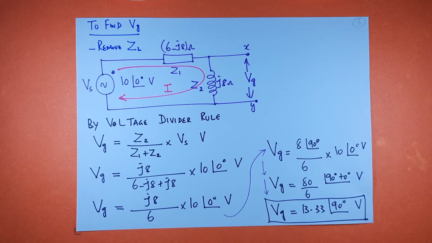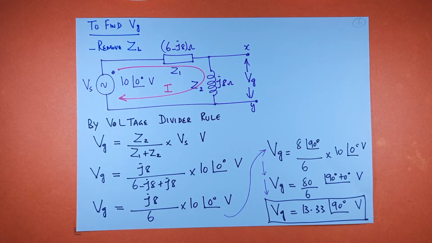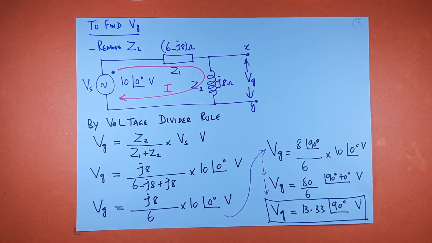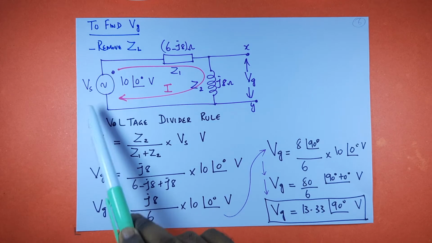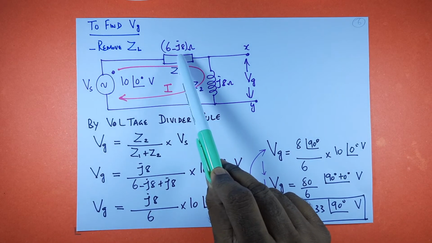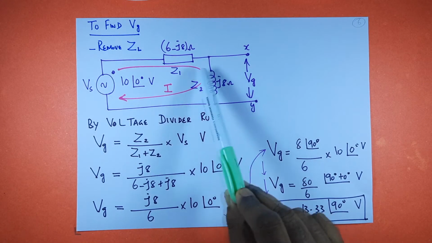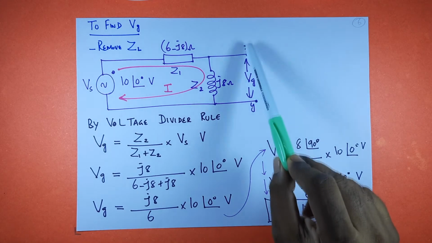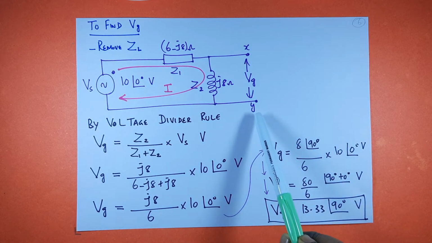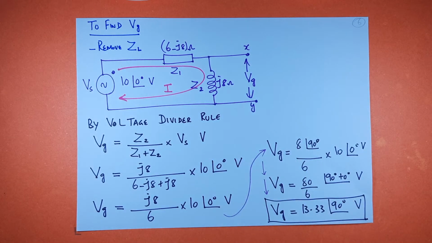To find Vg, you have to remove RL from the circuit. So we have removed RL from the circuit. So I call this as Vs, voltage source. 6 minus j8 ohm, this is impedance Z1. j8 ohm, this is impedance Z2. Okay. Across this open circuit XY, that voltage is Vg.